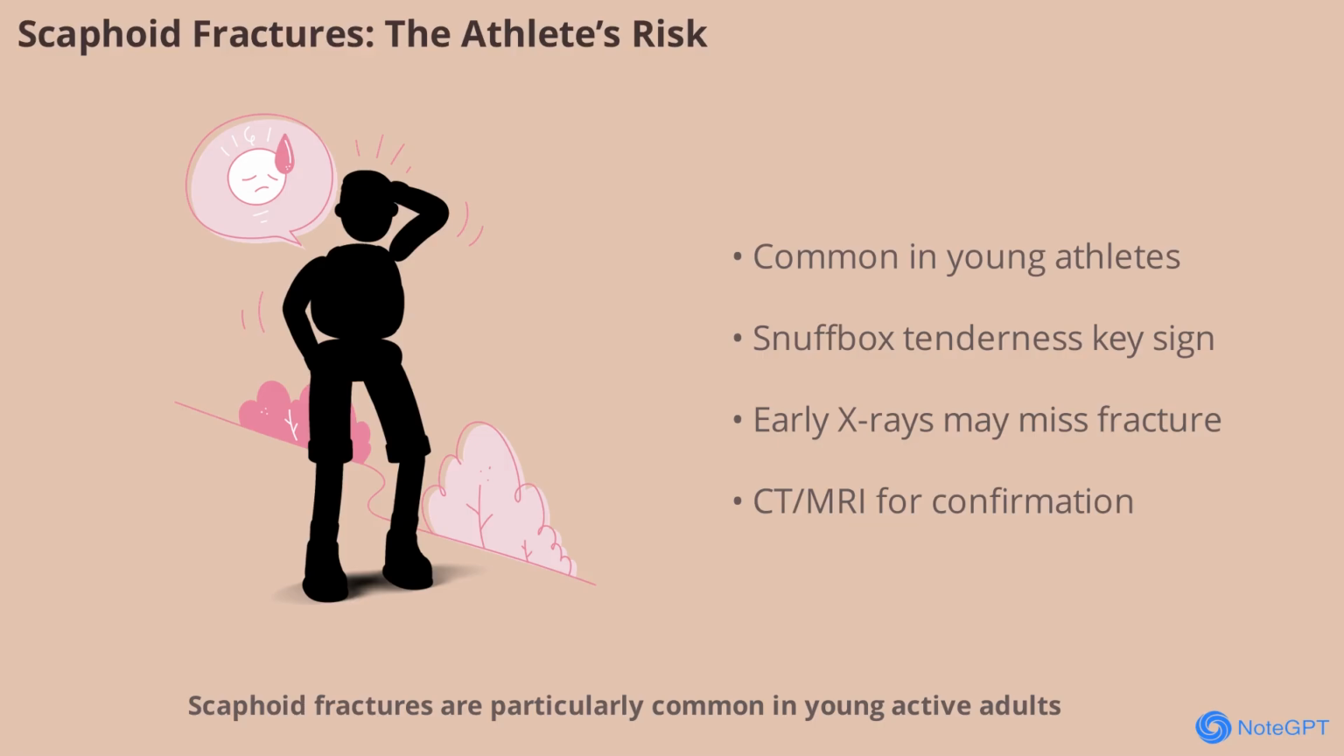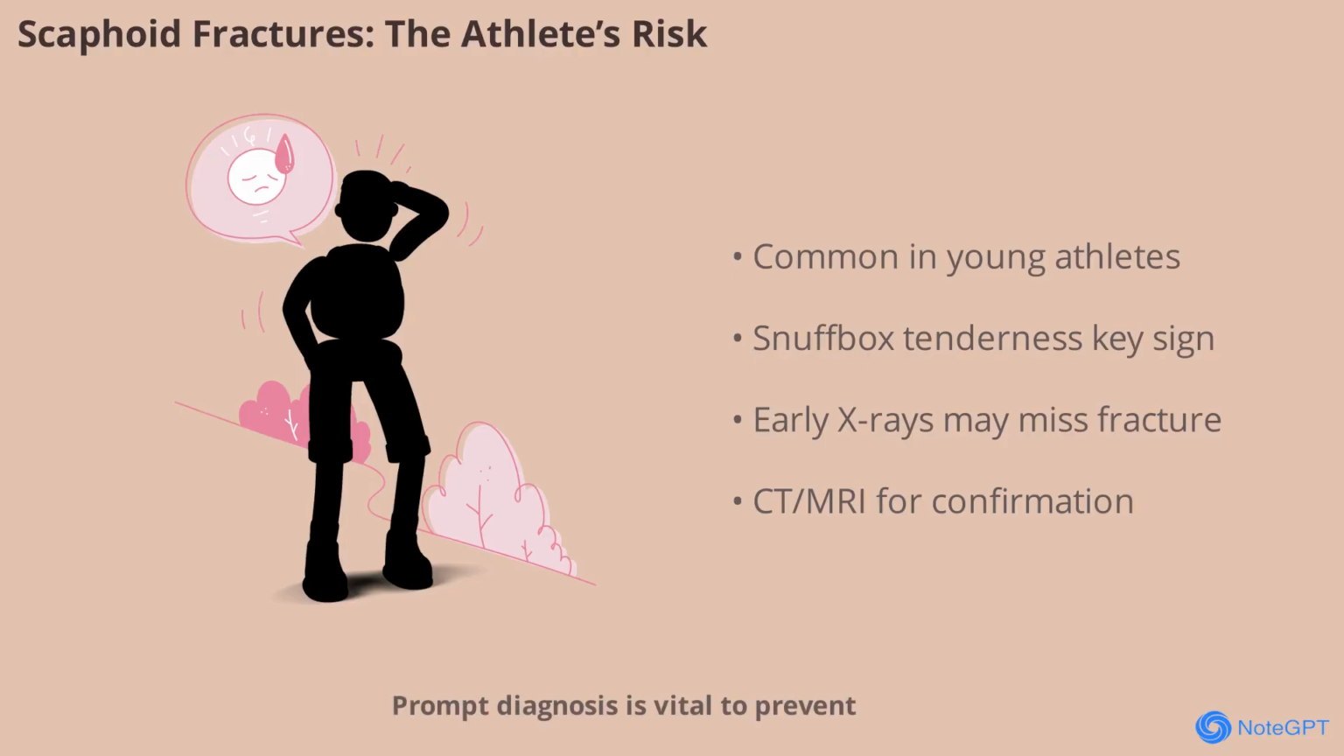Scaphoid fractures are particularly common in young, active adults, especially those involved in contact sports or high-velocity activities like football, rugby, and skating. These fractures typically occur after a fall onto an outstretched hand, forcing the wrist into hyperextension. Patients often present with tenderness in the anatomical snuff box, mild swelling, and pain during wrist movement. Early radiographs may not always reveal the fracture, so CT or MRI is recommended if clinical suspicion remains high.